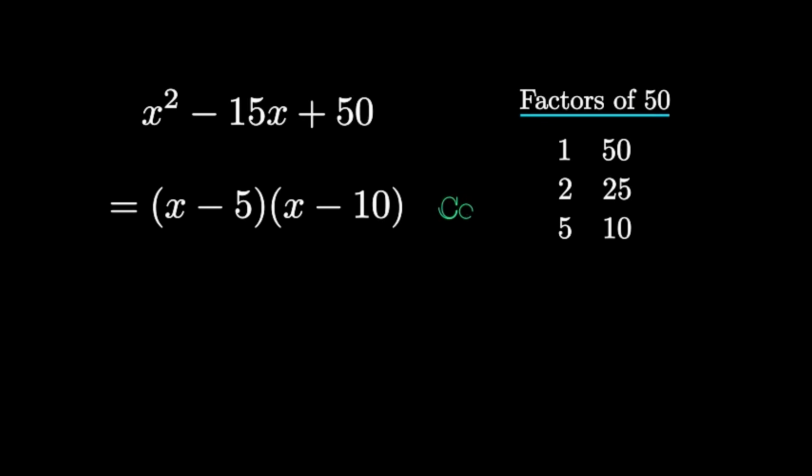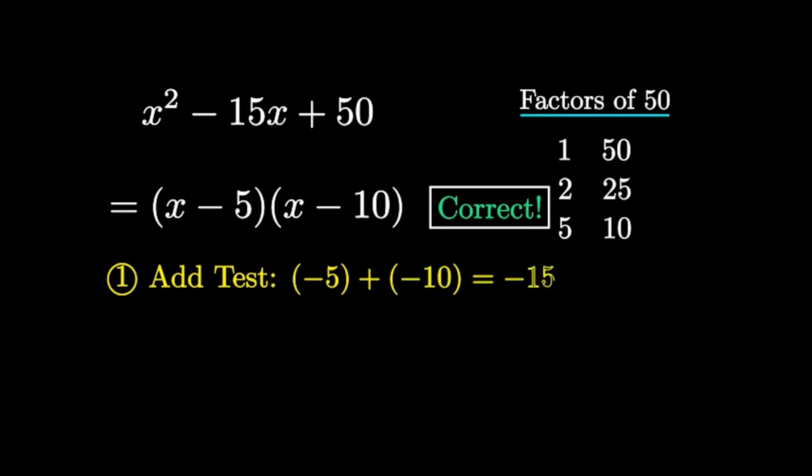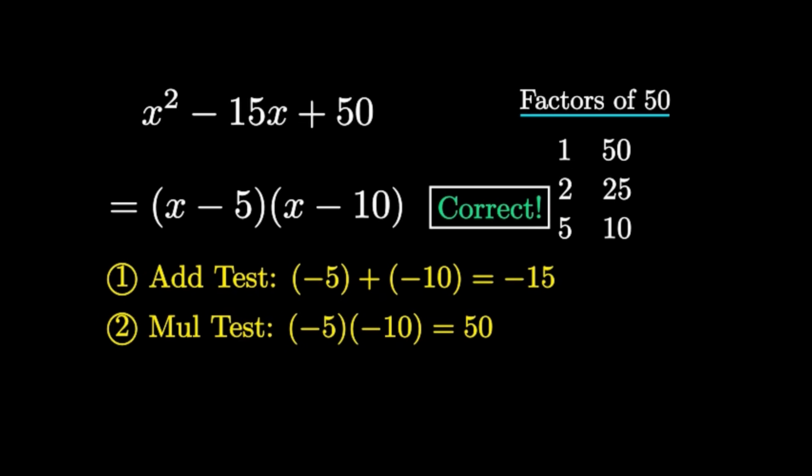Now, this passes both tests, right? If we look at the addition test, we have negative 5 plus a negative 10, which gives me a negative 15 in the middle. And then we have the multiplication test, which is negative 5 times negative 10, which gives me a positive 50 on the outside. So this thing checks out right here.